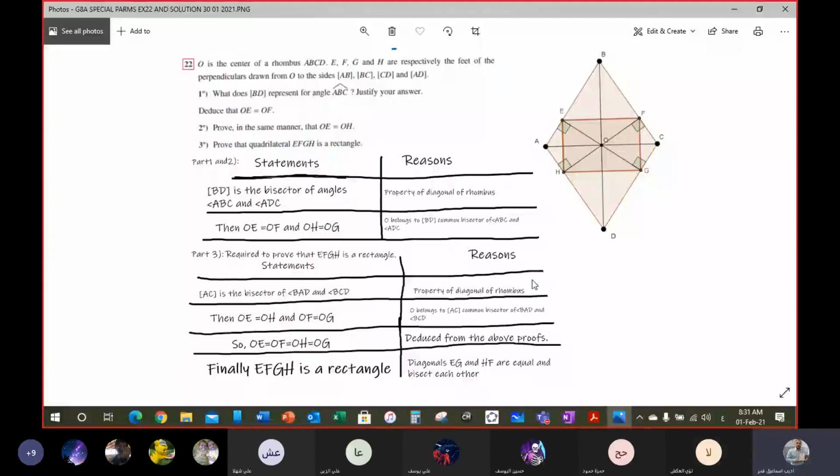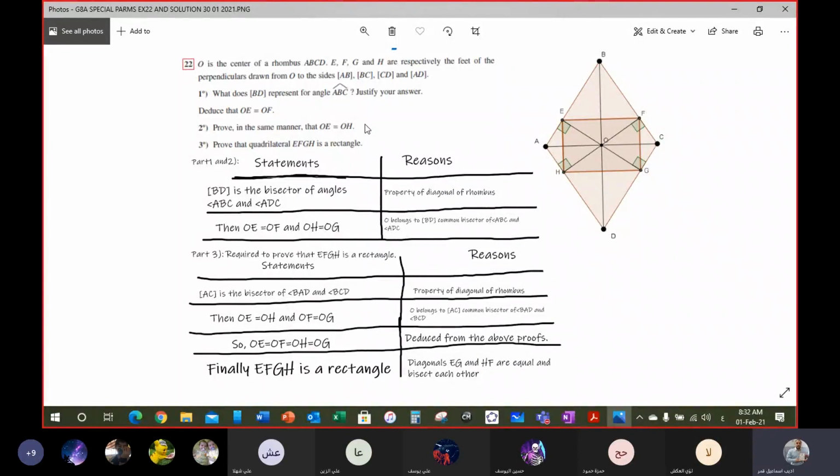So in his name, in this period, we are going to solve exercise 22. And after finishing it, we are going to continue with the introduction about trapezoid.